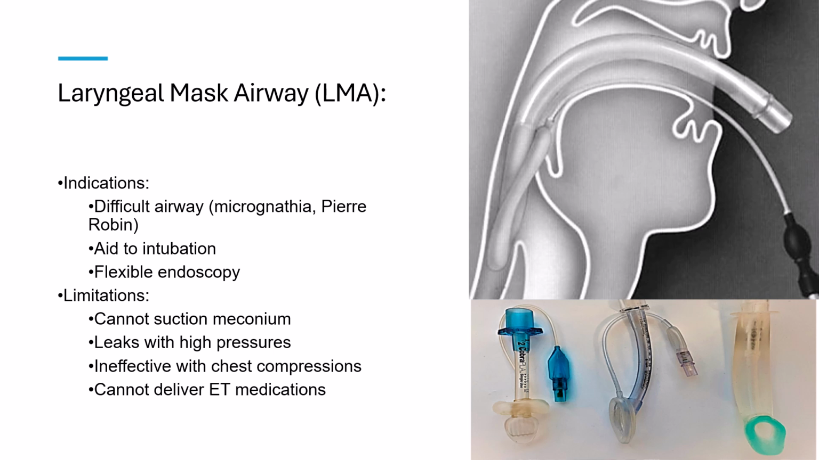However, LMAs have important limitations you should know. They cannot be used to suction meconium from the airway. They leak at high ventilation pressures, they're ineffective when chest compressions are needed, and medications cannot be delivered through them, as with endotracheal tubes. In clinical practice, LMAs are being used for the administration of surfactant, but this information may not appear on the exam yet.